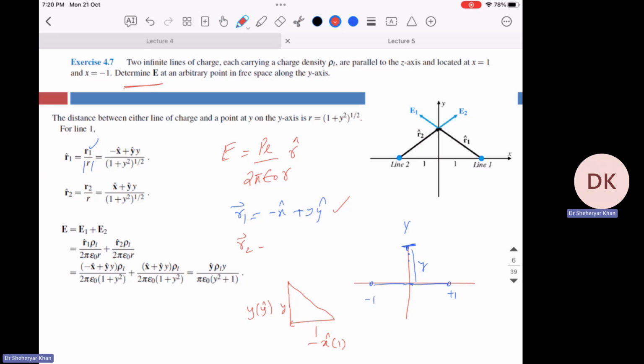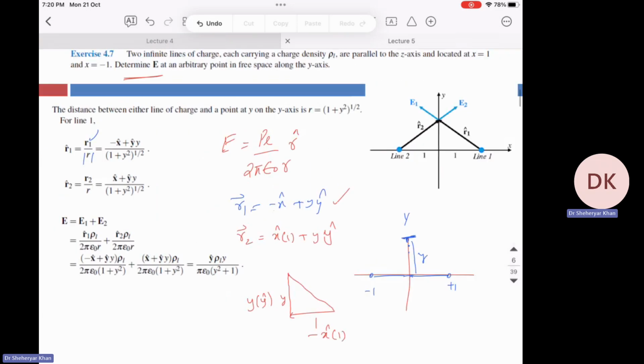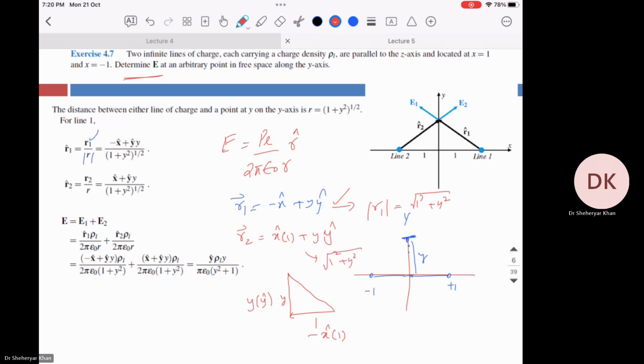Similarly, R2 is equal to x because the value of x is 1 here, and the value of y is y, and the direction is y. Okay, so this will give us the magnitude of R1 equals the square root of 1 square plus y square, and this one will also give the square root of 1 square plus y square. Okay, so these are the two magnitudes. That's why you would see the R1 unit vector and R2 unit vector.